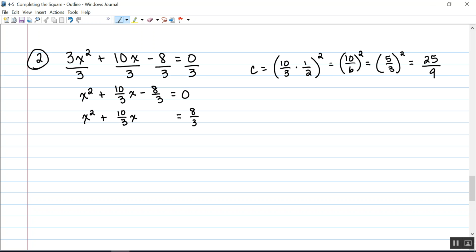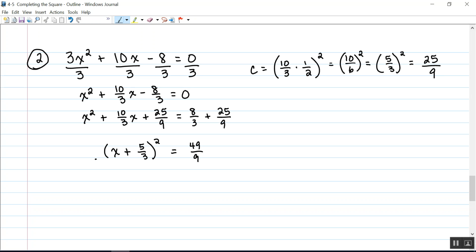If you want to do some of this in your calculator, you can, but make sure you turn that decimal back into an improper fraction. So I'm going to add 25 over 9 to both sides. Okay. This side of the equation is going to factor into x plus whatever the square root of 25 over 9 is. And that's 5 thirds, squared, equals, and doing this in your calculator, it turns out to be 49 over 9.